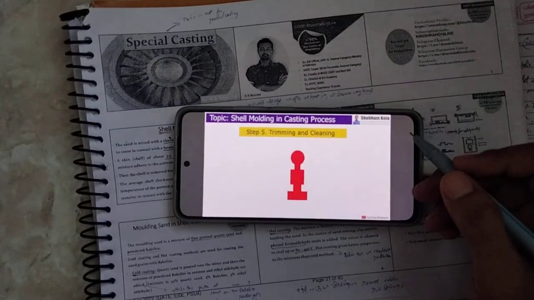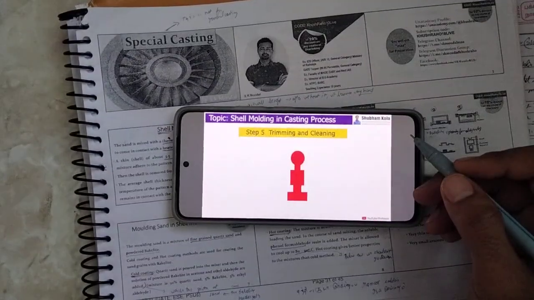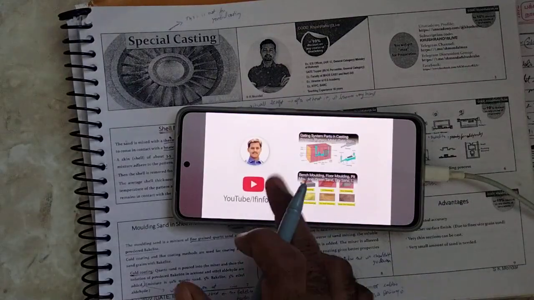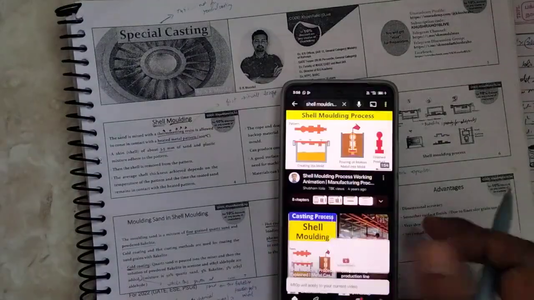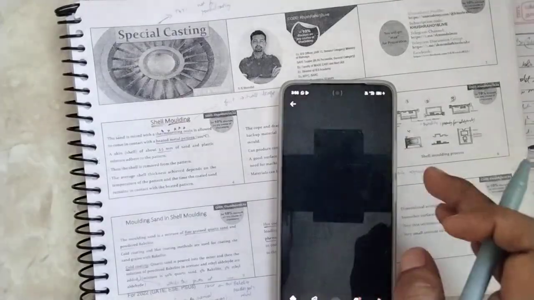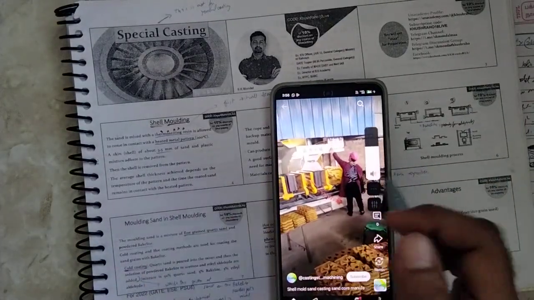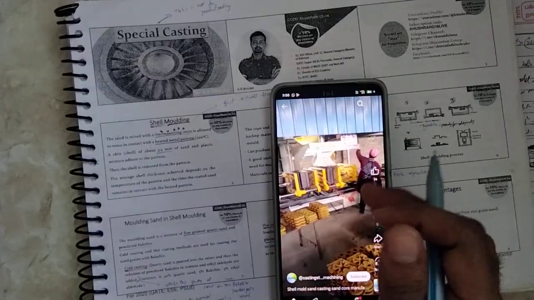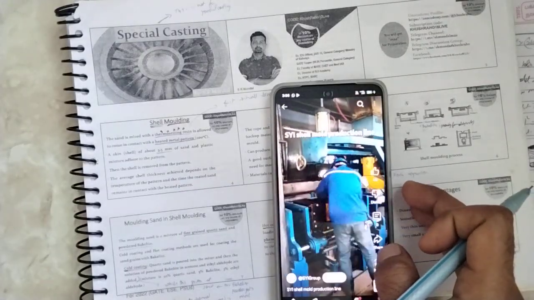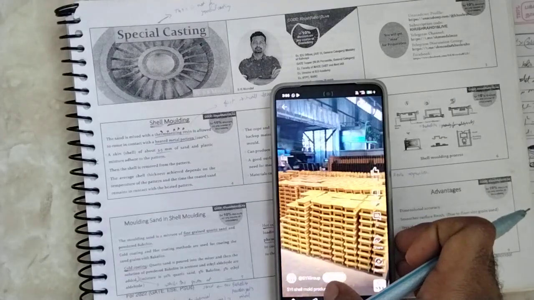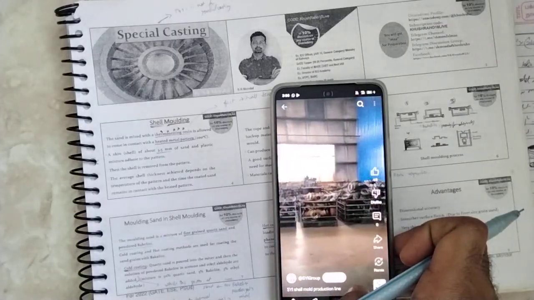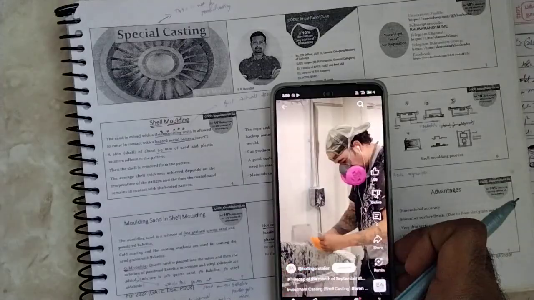In the shell molding process, the thickness of the shell can be determined accurately by controlling the time that the sand is in contact with the pattern. For example, I'll just show the real animation video. Investment casting, shell molding.